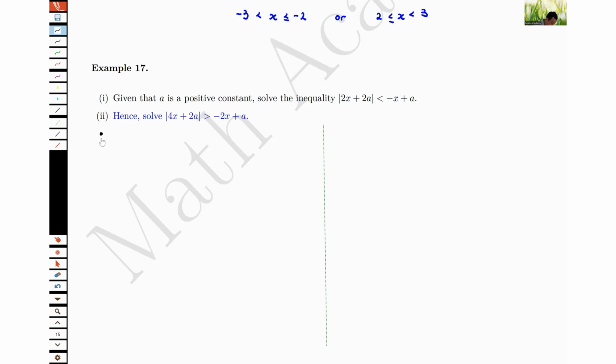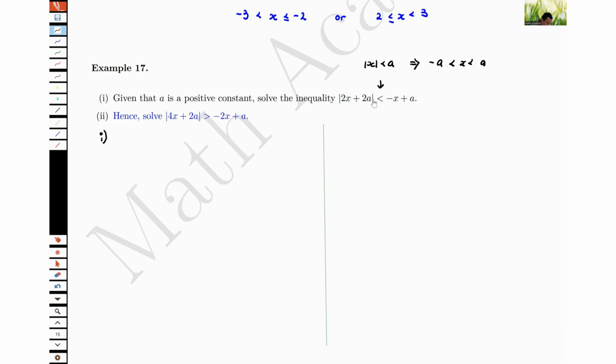Okay, let's start with part 1. We try to solve this inequality. You see a mod less than. Okay, can I first recall with you mod x less than a? What is the solution? You're going to get in between a and negative a. If it's a less than, it's in between two numbers.